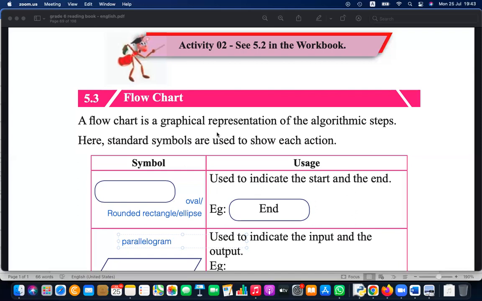P-A-R-A-L-L-O-G-R-A-M. Parallelogram. So the parallelogram is the shape that is used to display input or output. Actually, it is this shape, right?